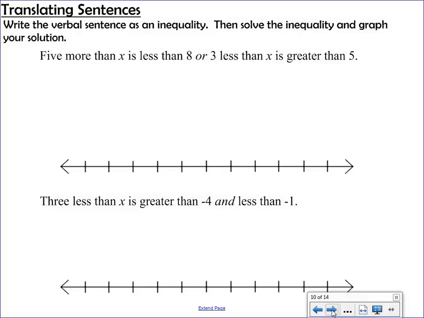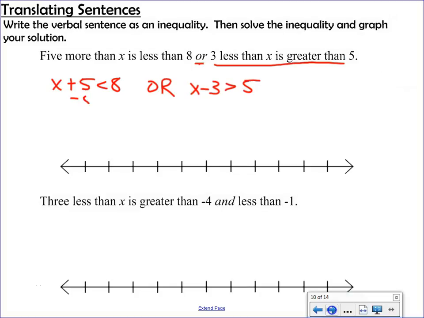So let's apply that here. Let's write the verbal sentence out. Let's practice putting words down as an inequality. And let's solve and graph it. So 5 more than x, 5 plus x, or a better way to write it would be x plus 5, because it's more than x, is less than 8. Or, see a key word in there, 3 less than x is greater than 5.